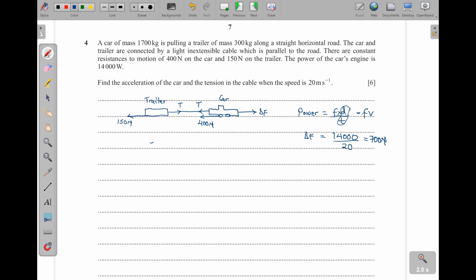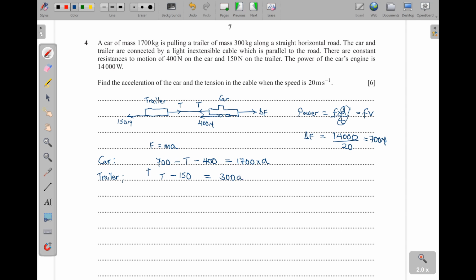We have our F, which is equal to MA. So the forces that are acting on the car, we can see the driving force. The driving force is 700, minus the opposing forces, we have the tension and the 400 newtons. Then this one is equal to the mass of the car, which is 1700, times the acceleration of the car, which we don't know. And then when we look at the trailer, for the trailer there is tension, then minus 150 newtons, then is equal to 300, because the mass is 300, then A.